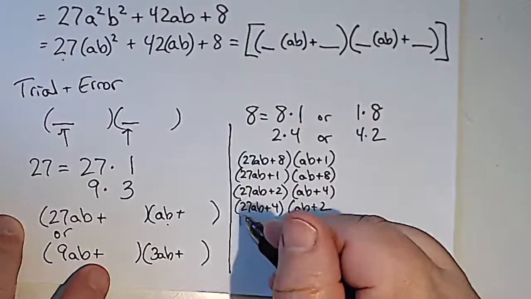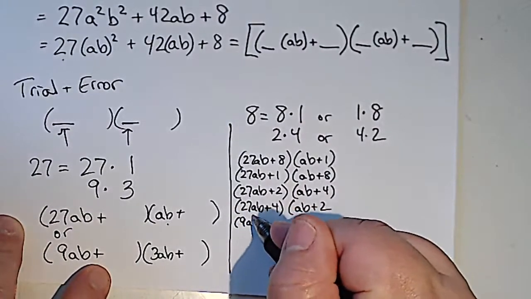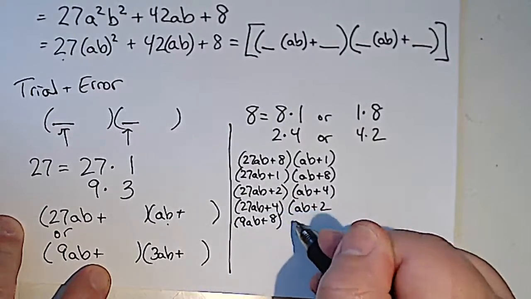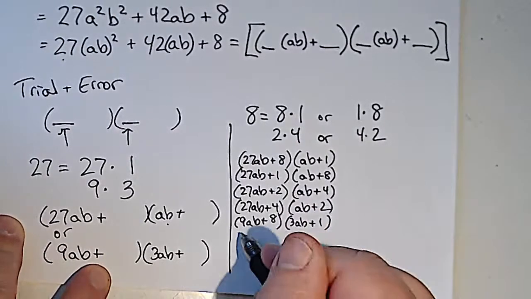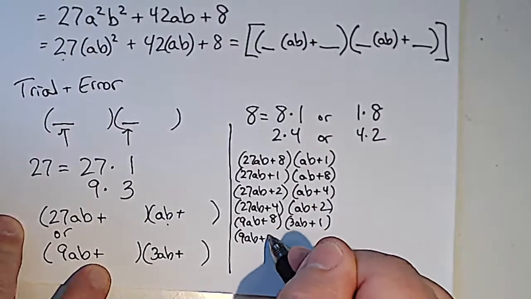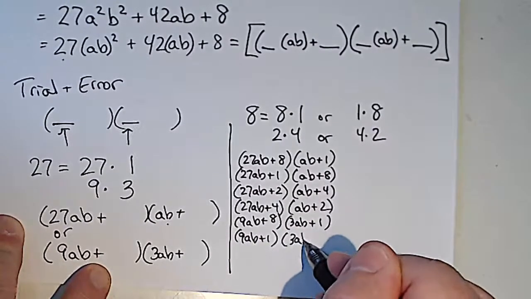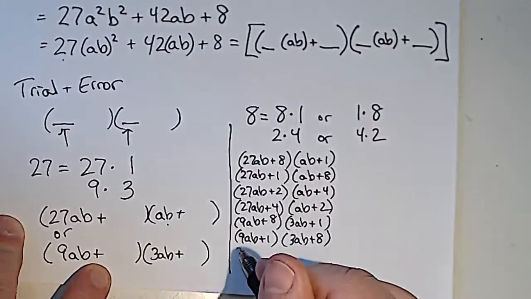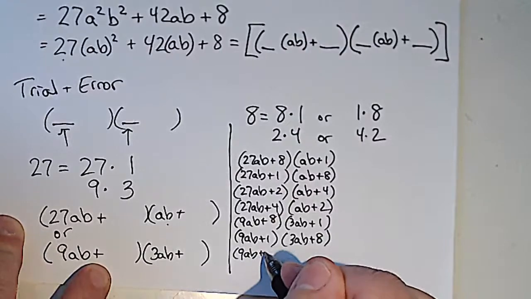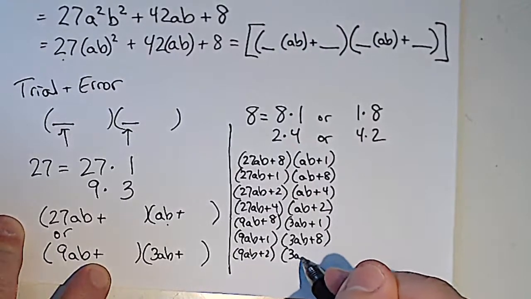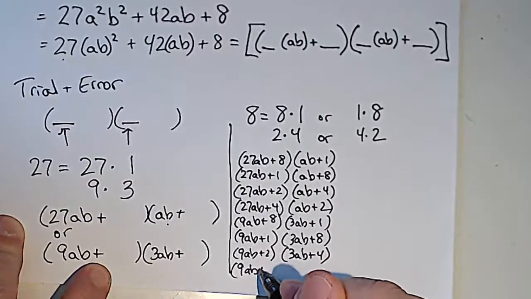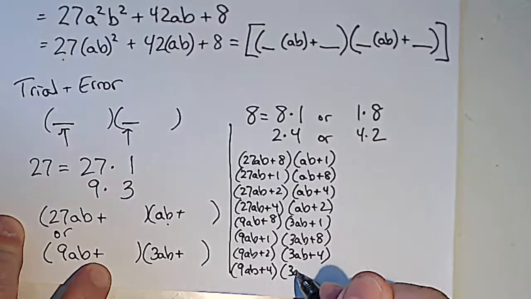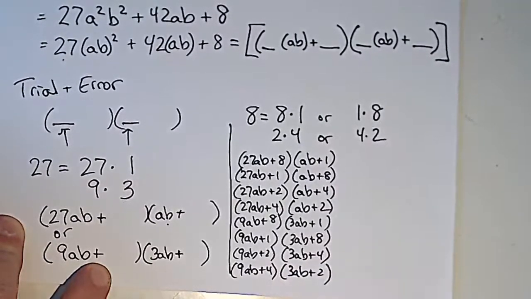Next up, I'm going to do 9AB plus 8, 3AB plus 1, 9AB plus 1, 3AB plus 8, 9AB plus 2, 3AB plus 4, 9AB plus 4, 3AB plus 2.